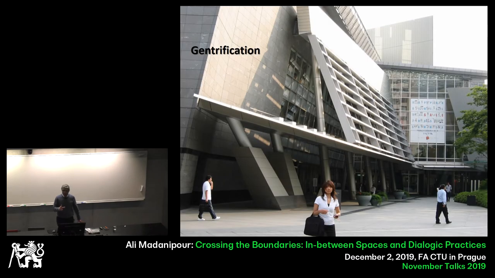And the term gentrification is used in these changes of relationship between the public and the private. This is a picture from Tokyo. There is a developer in Tokyo, Mr. Mori, who developed this area, Roppongi Hills. And his motto, he's a tower builder. And his motto is that he wants to turn Tokyo into Manhattan.